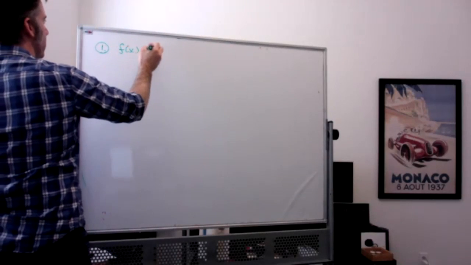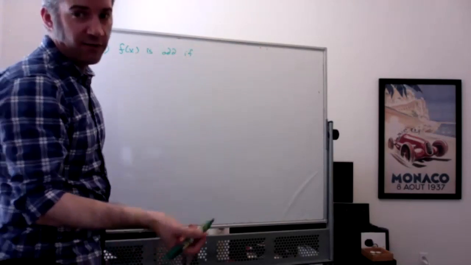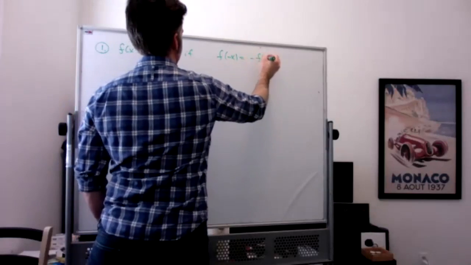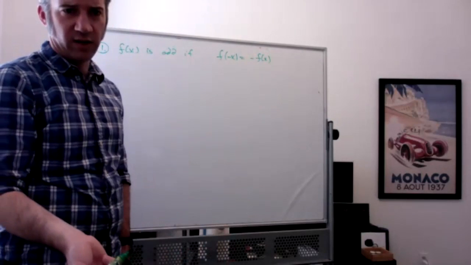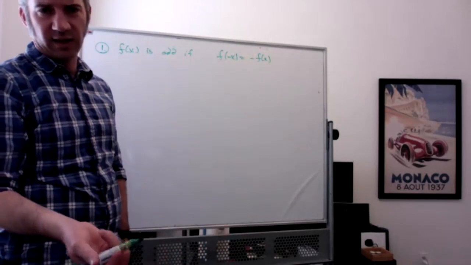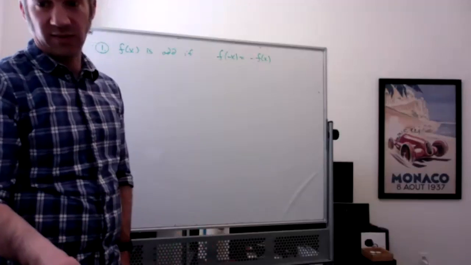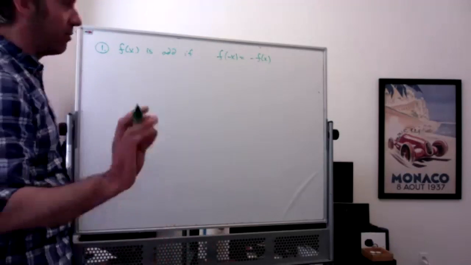f of x is odd if f of negative x is equal to negative f of x. But I do think I asked you guys an odd or even question. Yeah, we have talked about odd or even. So I think I asked you an odd or even question on your quiz, which is not the best question I've ever asked. There was kind of an error on it. Let's just look at an example.